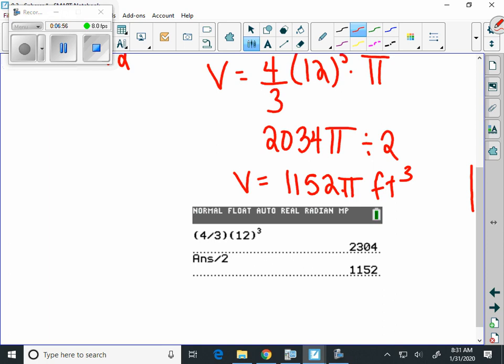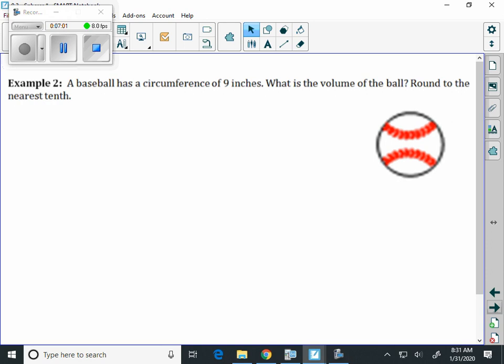So lastly, a baseball has a circumference of 9 inches. So it's given circumference this time, so we might need to look back at our paper to refresh our memory on the formula. And then it says, what is the volume of the ball? Round to the nearest tenth.